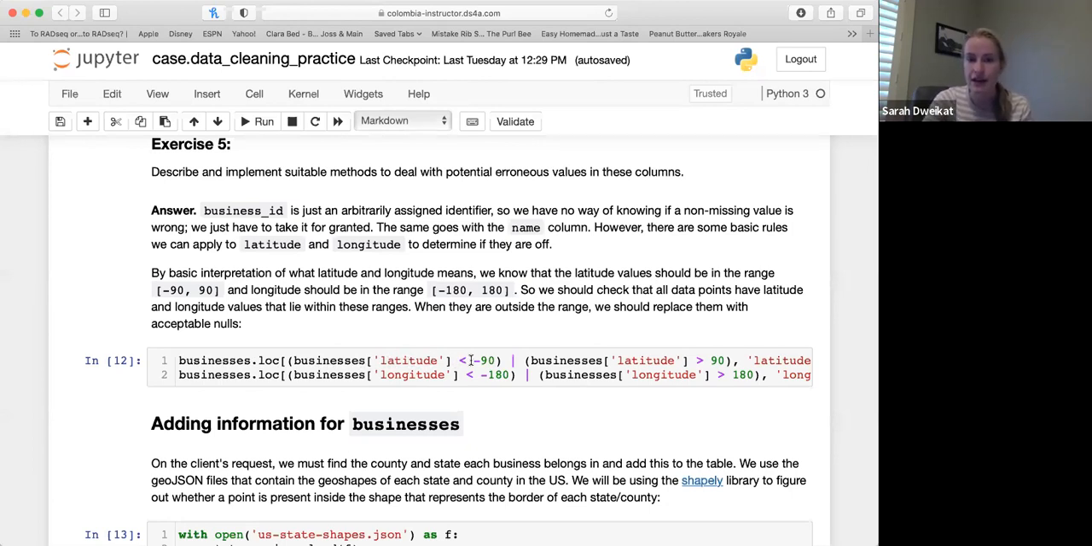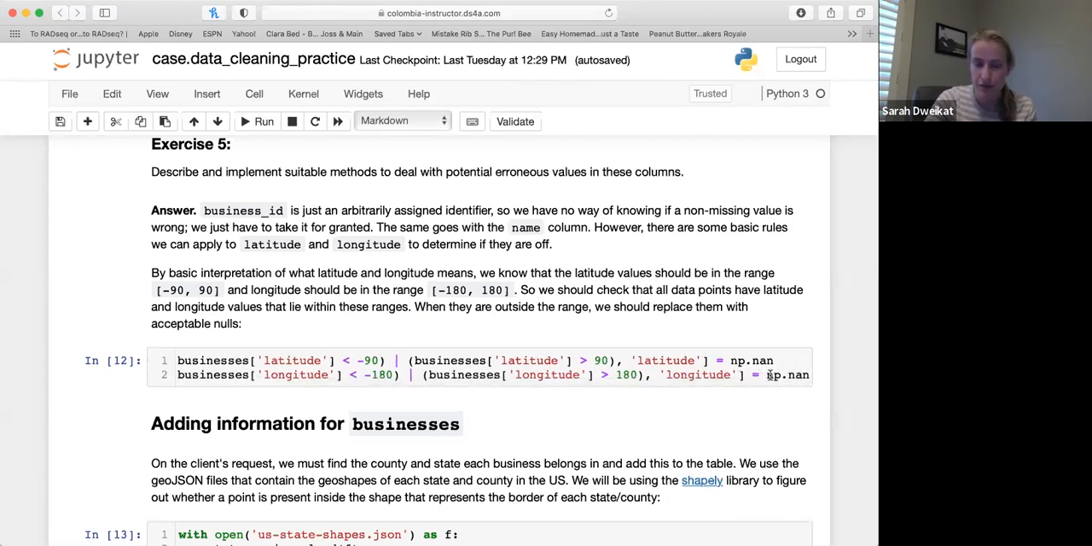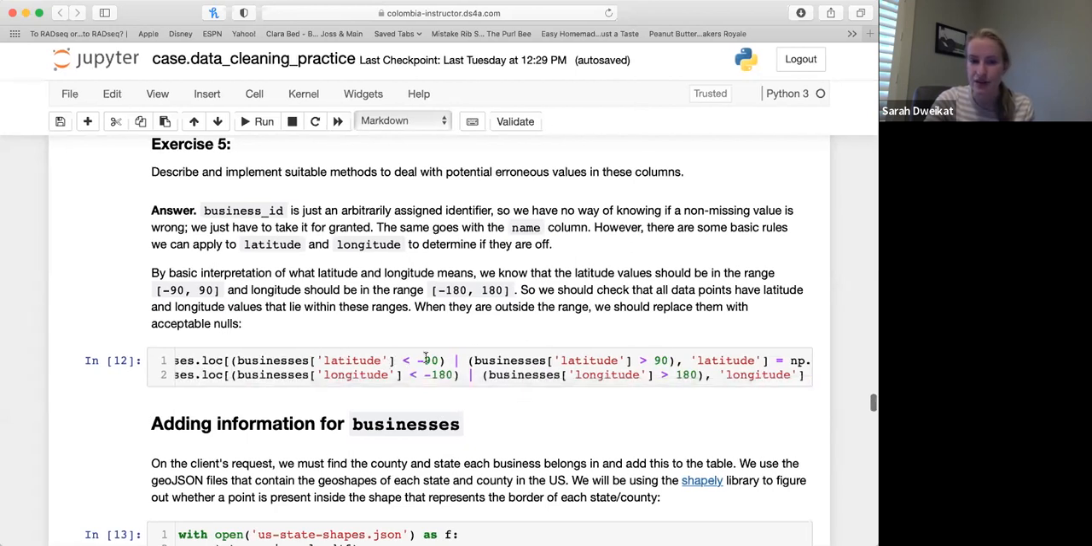So we have businesses, our latitude column. We're looking for anything in our businesses data set in our latitude column that is less than -90, and anything in our latitude that is greater than 90. And if we find any of those, we are going to put in those NaN values. So it's basically saying that if the latitude is less than -90 or greater than 90, we want to replace them with those null values.